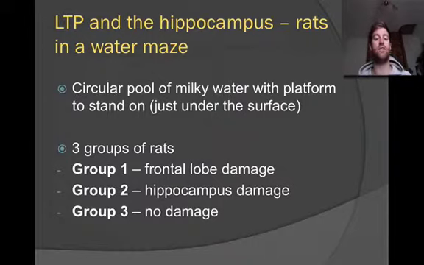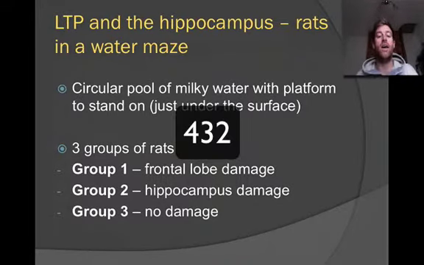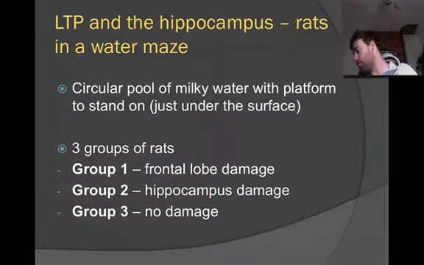Well, a famous study is in your textbook on page 432. Basically, there was a group of rats, and this was a study done by Richard Morris and his colleagues. It was a study of rats, and they had three groups.